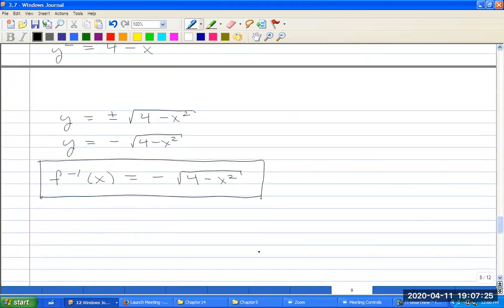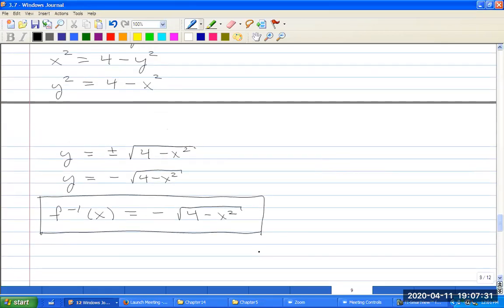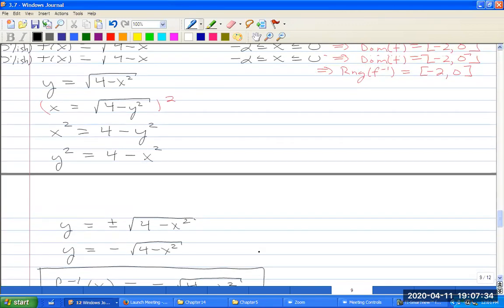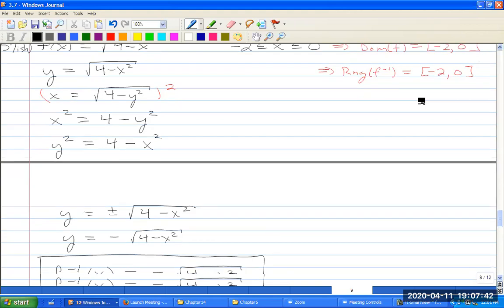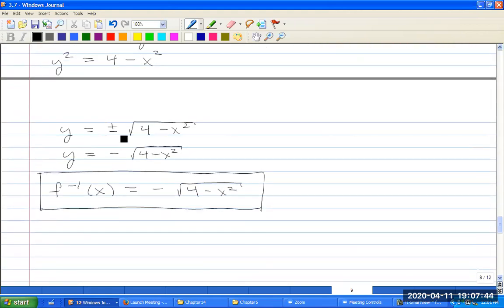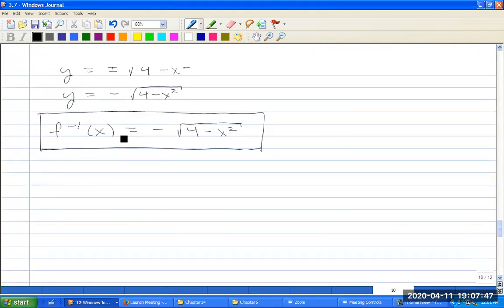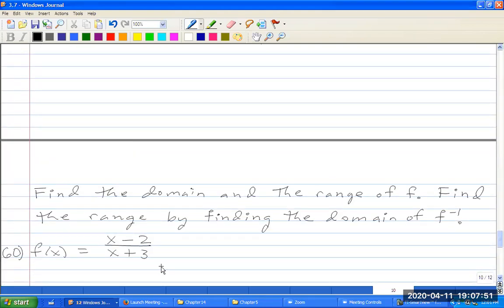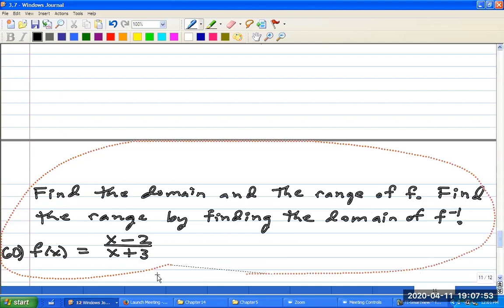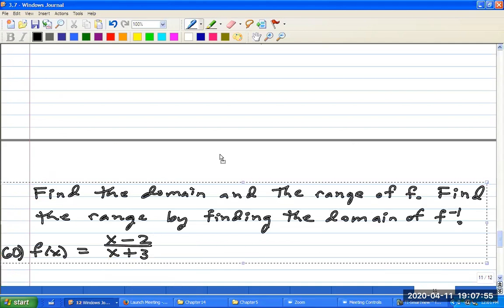Okay, but notice that it was very important that I used the fact that they gave me the domain of my original function, which gave me the range of my inverse function, a sign to use on this. Okay, let me do the next problem. I'll move this all the way up because now I have room.